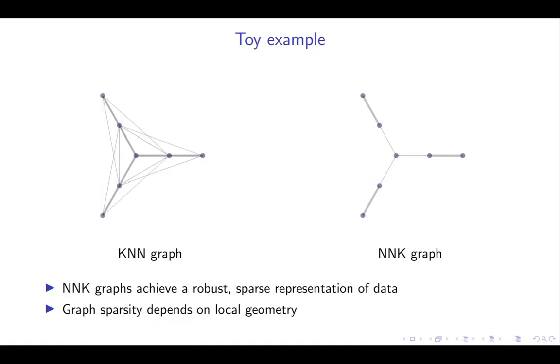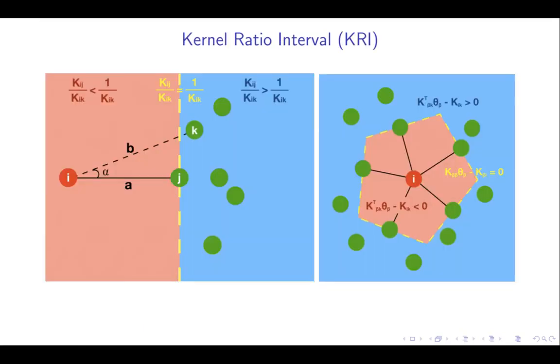Unlike the KNN graph on the left, where the connectivity is entirely dependent on the hyperparameter k, the relative position of each neighbor is taken into consideration to obtain a stable sparse representation in NNK graph. The sparsity in NNK graph is thus dependent on the local geometry of data and is not dependent on a single ad hoc hyperparameter. This property of NNK can be theoretically and geometrically explained using the kernel ratio interval, which states the necessary and sufficient condition for two nodes to be connected.